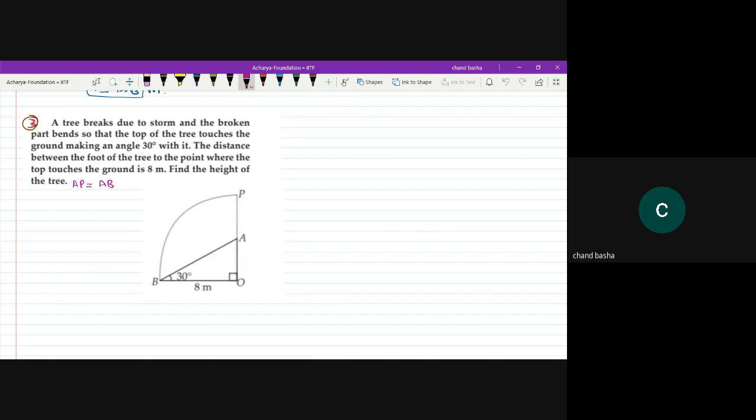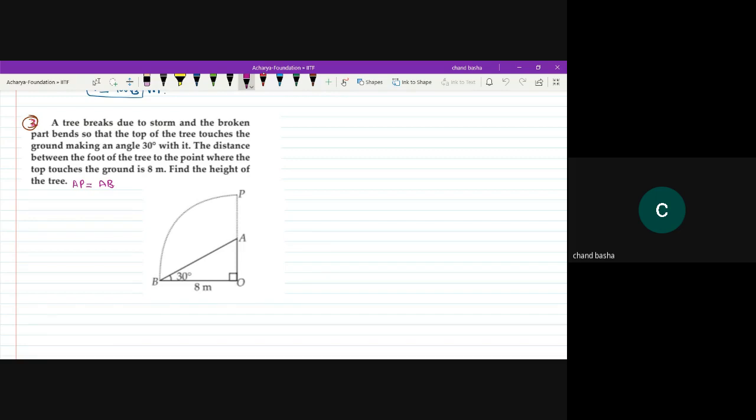So you have to imagine when the tree is broken and falls on the ground, it reaches the point B, which makes an angle of 30 degrees. Let us read the question carefully. The top of the tree touches the ground, making an angle of 30 degrees with it. The distance between the foot of the tree and the point where the top touches the ground is 8 meters. Find the height of the tree.